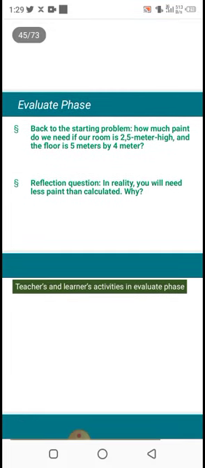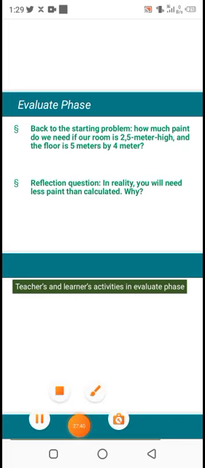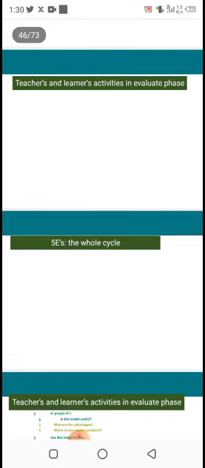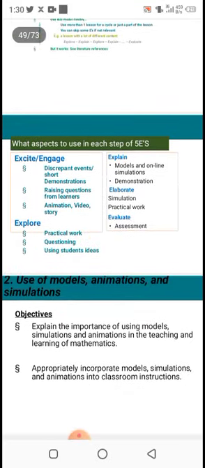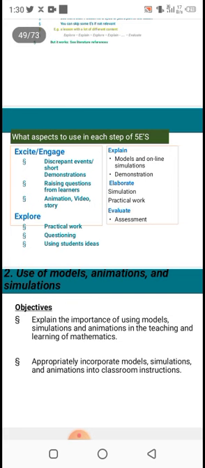The last one in the 5E phases is the evaluate phase. In the evaluate phase, back to the starting problem: how much paint do we need if our room is 2.5 meters high and the floor is 5 meters by 4 meters? Reflection questions: in reality we need less paint than calculated, and why? And what aspect to use in each step?